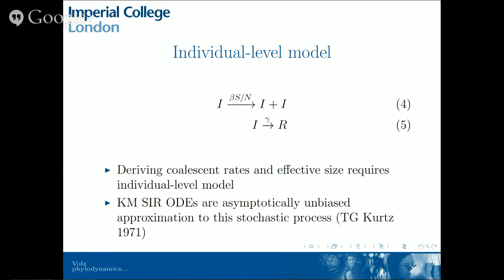So the model you should actually have in the back of your mind is one where an infected individual will generate another infection with the rate beta S over N. And also an infected individual will be removed from the population at a per capita rate gamma. So this stochastic process does correspond to the Kermack-McKendrick model in the limit of large population size. That goes back to a classic result by Kurtz. But it's much easier to think about deriving effective population size for this individual level model.